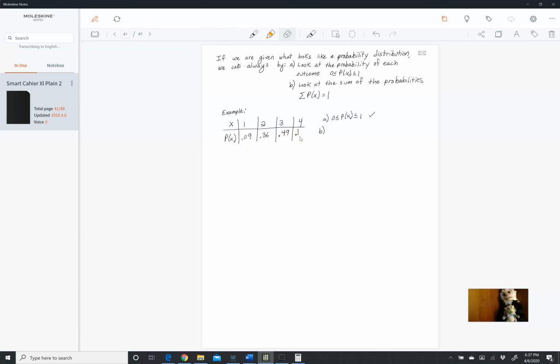So now we're going to add the probabilities. So we get 0.09 plus 0.36 plus 0.49 plus 0.1. And if we calculate this, we actually get 1.07. This is not equal to 1. So this is not a probability distribution. It looks like a probability distribution, but it's not.